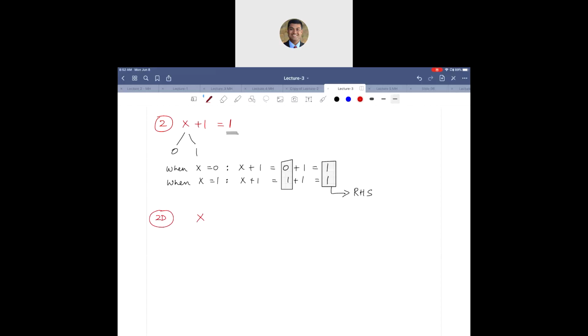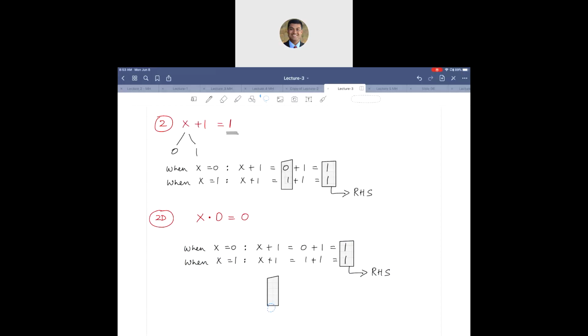X remains as is, plus becomes and, 1 becomes 0. Again, we can use the same methodology here. What I'm going to do is simply copy this, paste it over here, and make edits to this. This will change, this will change, this will change. When X is 0, X and 0, 0 and 0, 1 and 0, 0 and 0 is 0, 1 and 0 is 0. It's independent of X, which is the right-hand side.